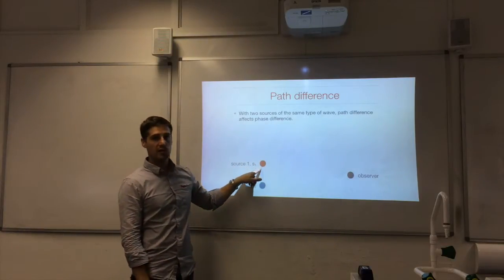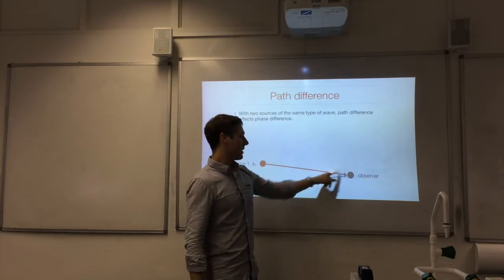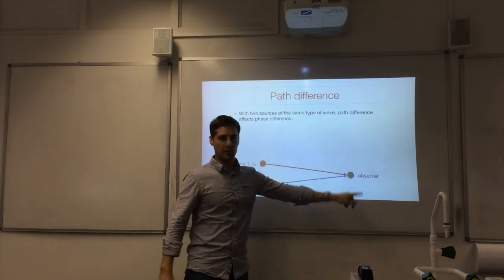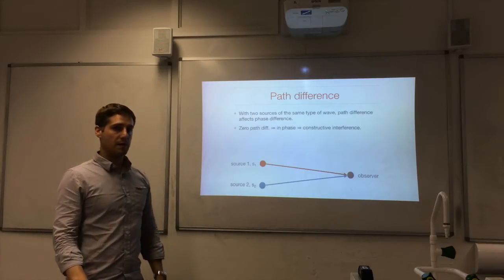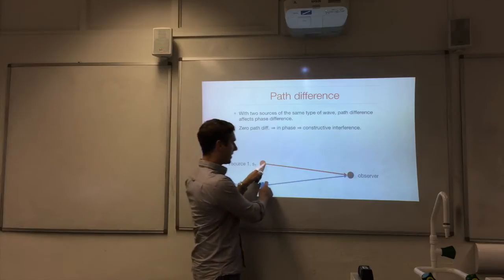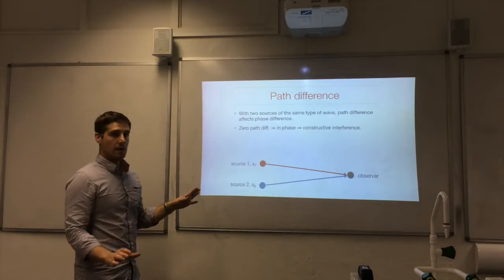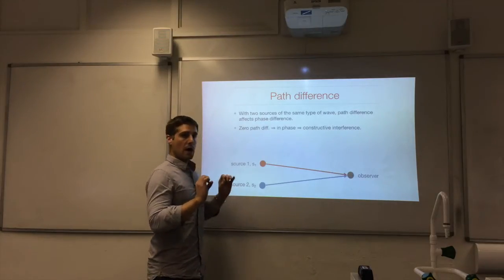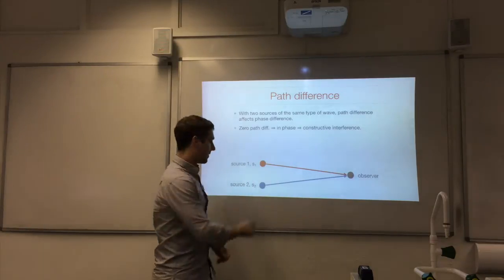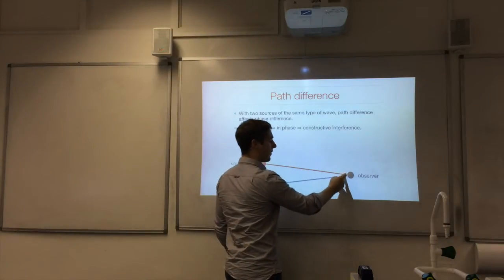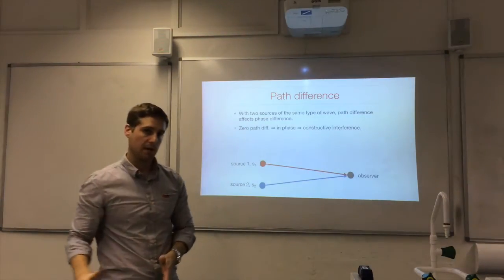I'm going to call this source S1 and this is S2. The path from S1 to the observer is there, and the path from S2 to the observer is there. If you have zero path difference, i.e. both paths are exactly the same, then there is no phase difference. So the phase difference is 0, and they are arriving in phase, doing exactly the same thing at the same time. There's been exactly the same number of peaks and troughs along this route and this route.